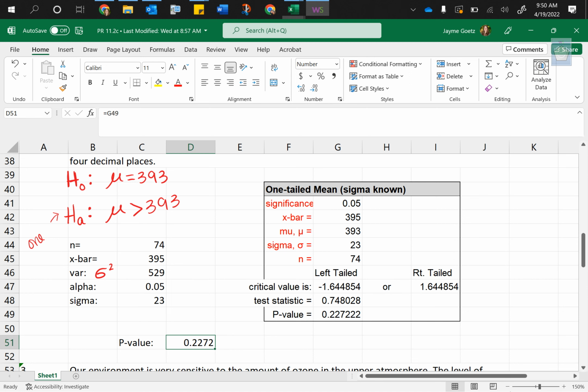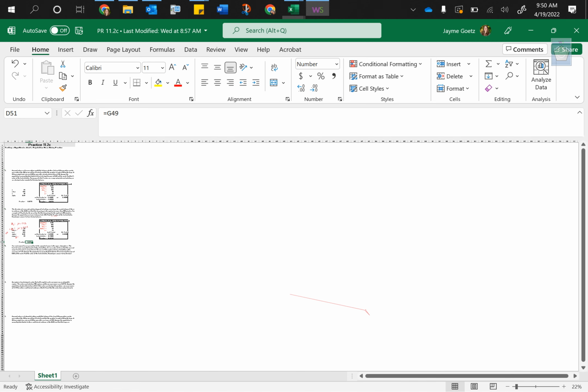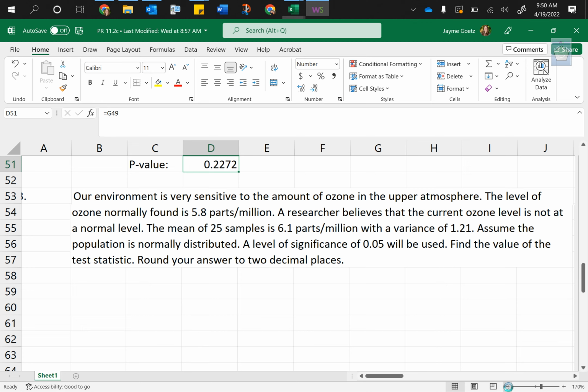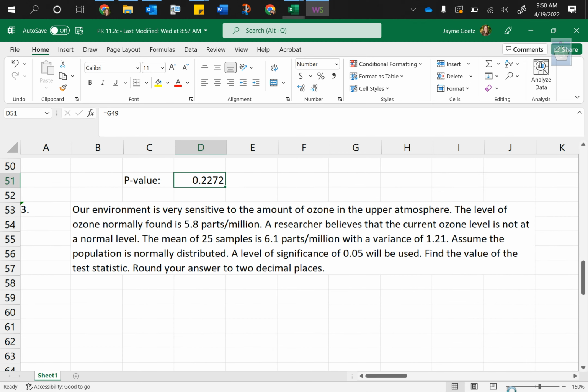0.2272 is greater than, oops, come on. Well, my pen's not working now. But it's greater than my significance level of 0.05. So, are we having this game today? What is happening? You guys see the kind of day I'm having?